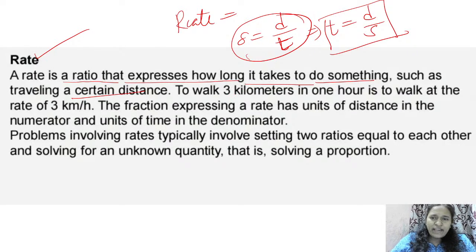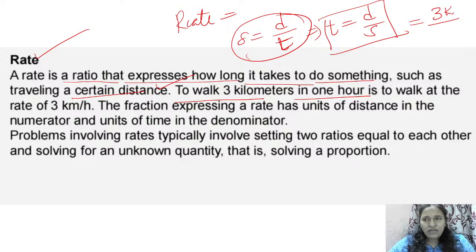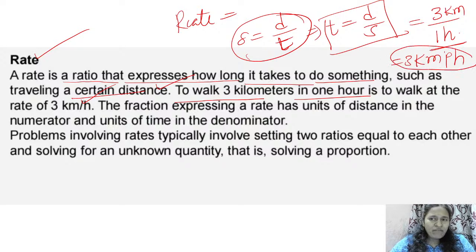Suppose we take an example such as traveling a certain distance. To walk 3 kilometers in 1 hour. That means what is the rate? We want to walk a 3 kilometers distance in 1 hour. That means distance is 3 kilometers. The time is 1 hour. At the rate of, that means what is the rate? 3 kilometers per hour, right? kmph. Kilometer per hour we will write like this. 3 kilometers per hour. This is the rate.